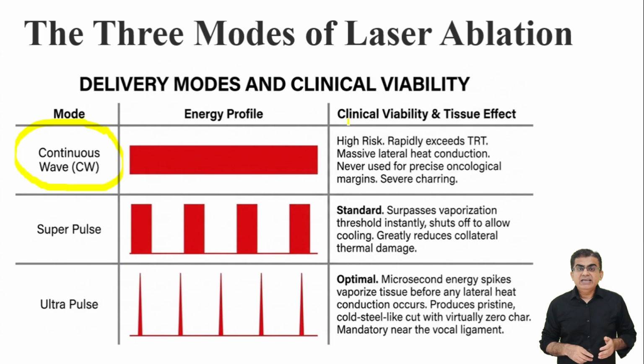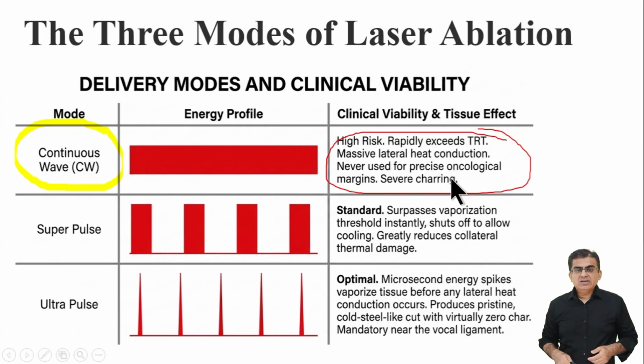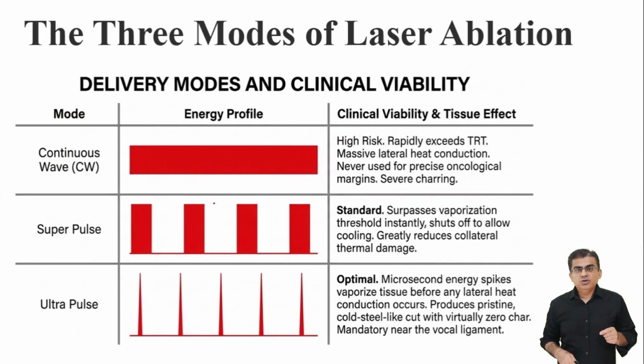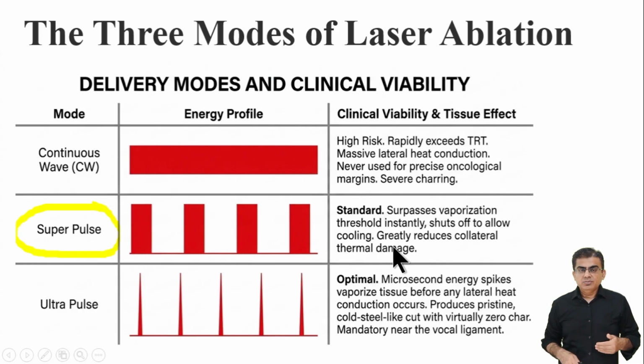It rapidly applies heat faster than the tissue can naturally cool down. This causes massive lateral heat conduction and severe black charring. You must never use this continuous mode when you need precise oncological margins. Next, look at the middle row showing the super pulse mode. This represents our standard working mode in the operating room.